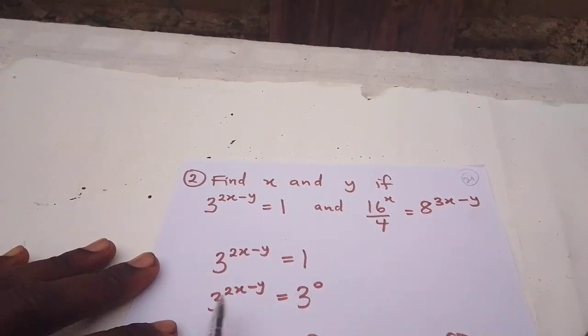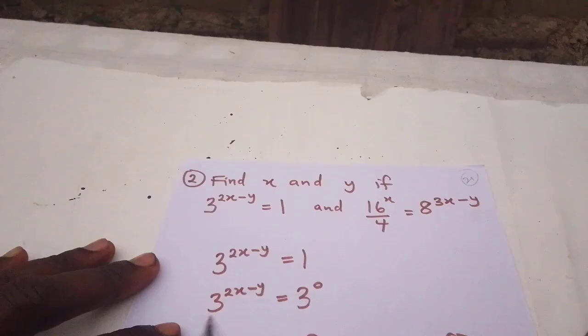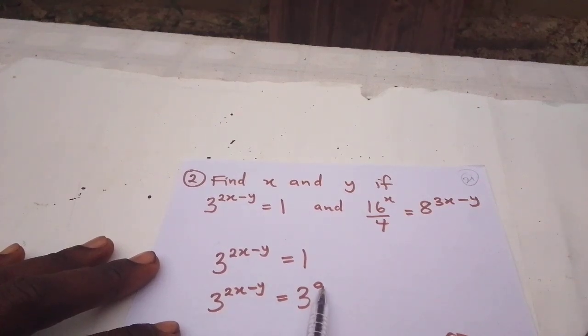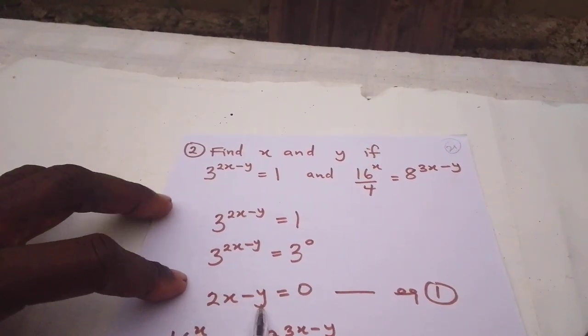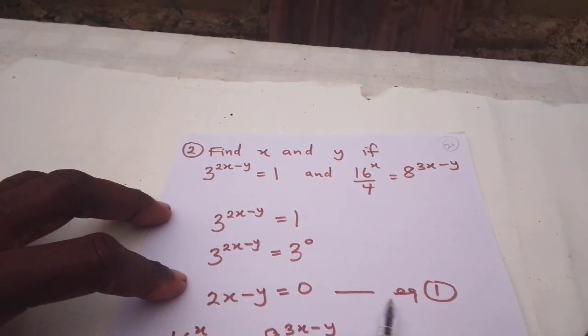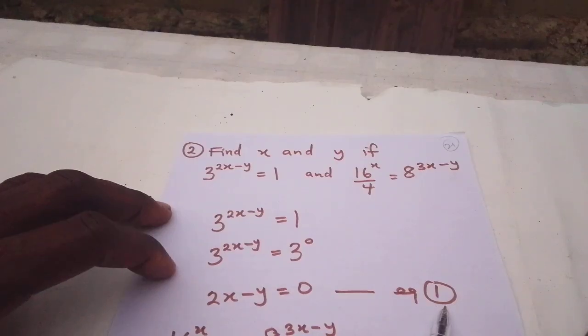So now since on the two sides of the equation we have 3 raised to a power, you can easily equate their powers. Since they have the same base number here and here, just equate their powers. That means 2x is equal to 0. So 2x minus y equals 0. This will be our equation 1.